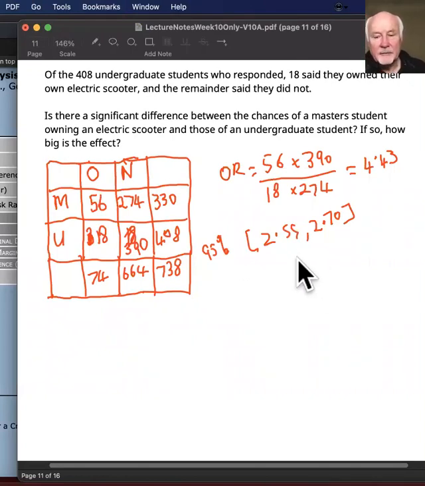So what we can say there is that being a master's student significantly increases the likelihood that you will own an electric scooter. It more than doubles the odds. Now, that's one way. That gives you some idea of the effect. But the other way is to express it as a correlation.